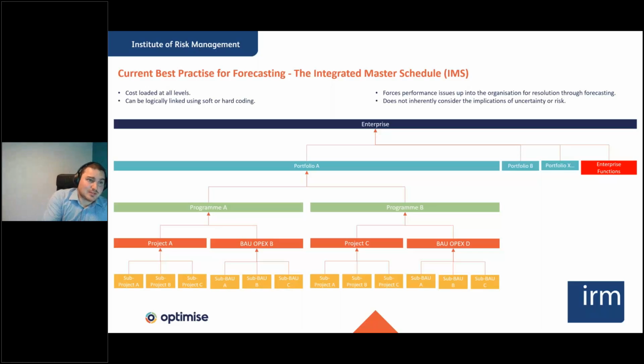But if we can try and build that structure of what we deem as an integrated master schedule throughout an organisation from top to bottom, it gives us a view of the forecast of the build-up. It's cost loaded at all levels usually. It can be logically linked using soft or hard coding. What I mean by that is if something moves out down in project A space, it would have a ripple effect up into the program, up into the portfolio, up into the enterprise. And that's a powerful tool in itself. And as I said, this is current best practice.